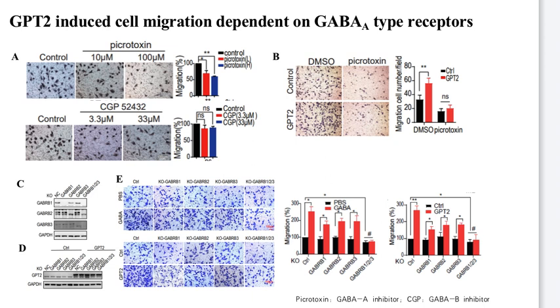The beta subunit of GABAA includes 3 family members, BET1, BET2, BET3. We can see that knocking down any of the BET1, BET2, and BET3 family members, even when GABA and GPT2 are expressed, the migration of breast cancer cells is also significantly reduced.